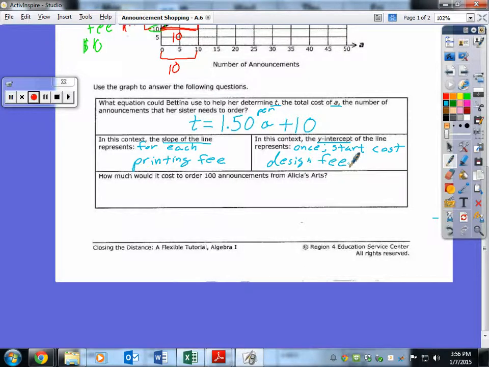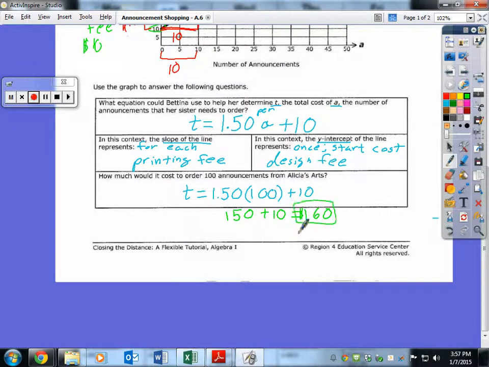Alright. Here with this last part, just applying this formula or this equation, what's the total cost going to be if it's $1.50 per announcement for 100 announcements plus a design fee of $10. So really it's just doing the little bits of math here. 1.50 times 100, that's 150, plus 10, and that'll give you $160.